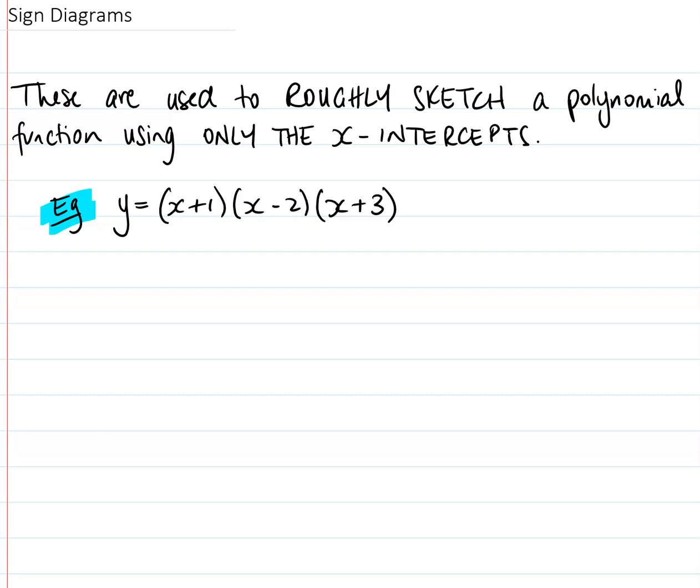We've got y equals x plus 1 times x minus 2 times x plus 3, and I can see really clearly that my x-intercept values are going to be at x equals -1, x equals 2, and x equals -3. So the first thing I need to do is to draw a line which represents my x-axis and add my values to it as I would any other graph.